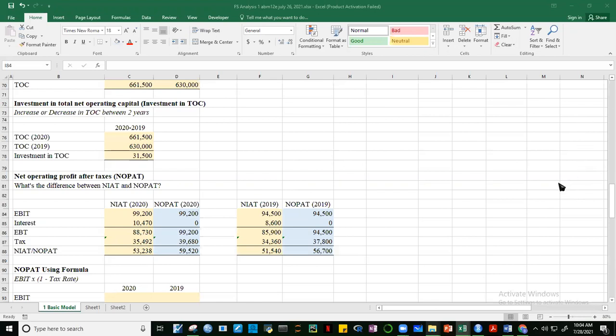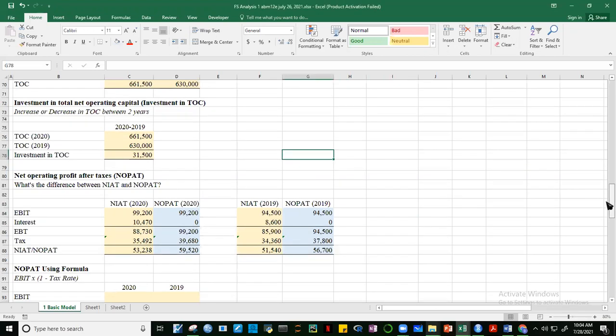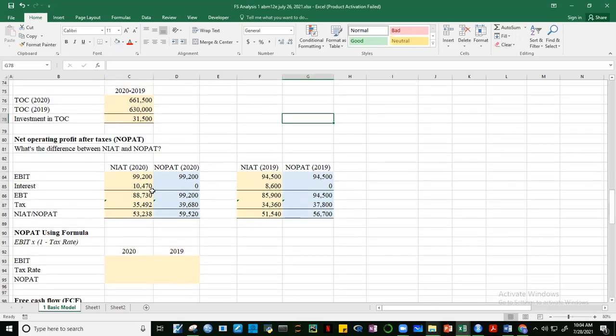Okay, so let's continue, guys. Let's analyze this. Take note that the difference between NOPAT and NIAT is that for NOPAT we don't subtract the interest expense, because that's not the role of operations. It will be unfair, quote unquote, if we charge interest to assess the profitability or the performance of operations, kasi wala naman silang hindi nila kontrolado, no?